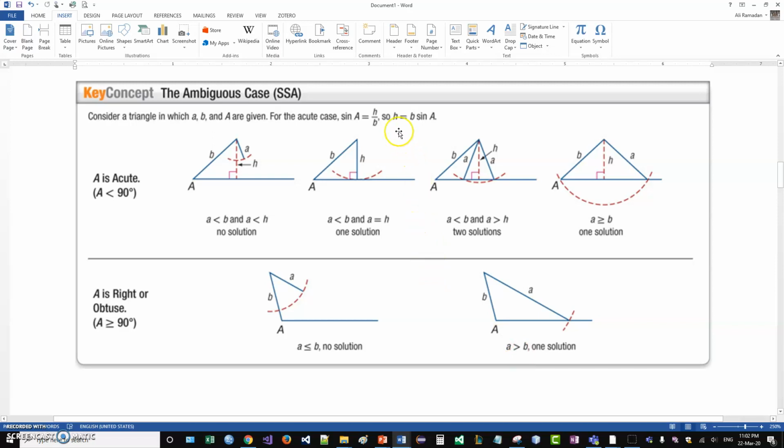Now to find the height, if we look at this, sine of angle A is the height, which is the opposite, divided by the hypotenuse, which is B. So sine A equals height over B, which means that the height equals B times sine A. So in case we want to find the height for these three cases, we have to use h equals B sine A.